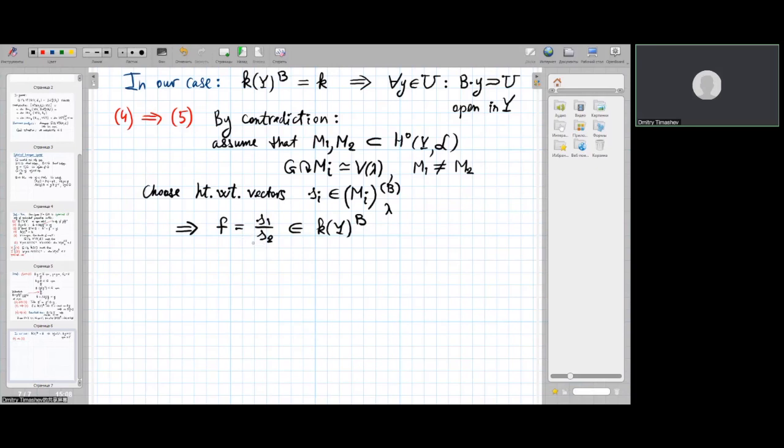So the ratio is an invariant function, but it is non-constant. Because these two sections are non-proportional. They lie in different subspaces, which actually intersect in 0 because they are irreducible G submodules. The intersection is 0. Let me write it maybe for your convenience. They intersect in 0. So the ratio of these two different sections is not constant, and this is a contradiction with the assumption of 4.